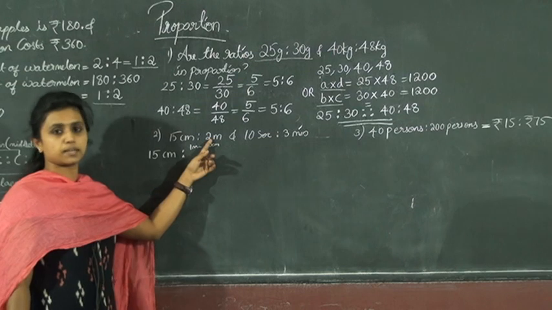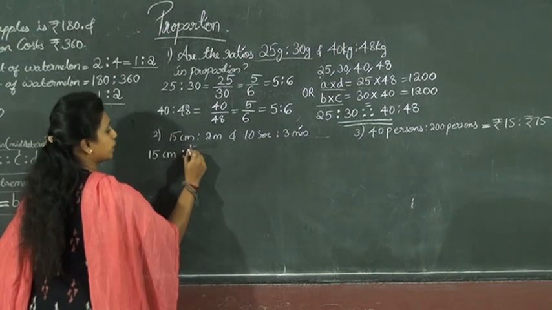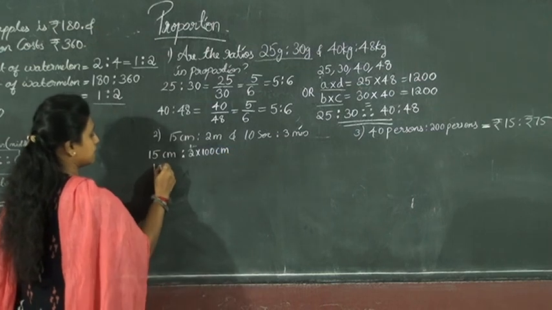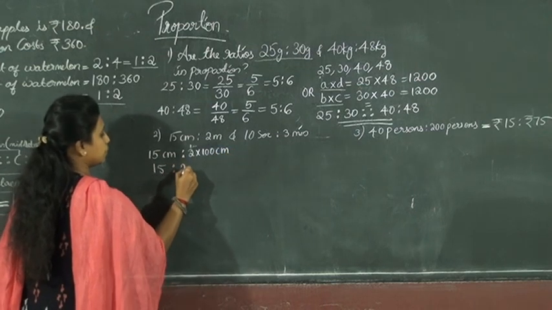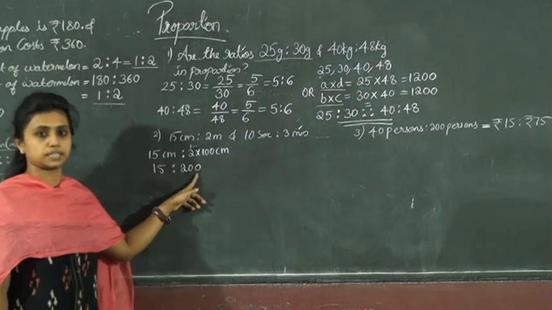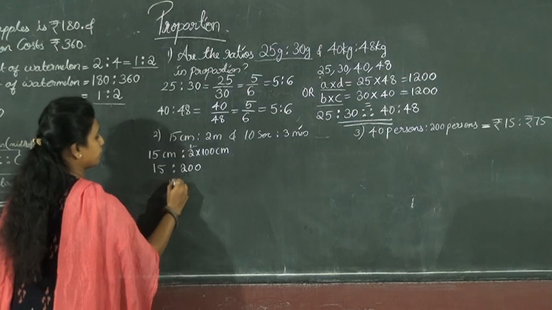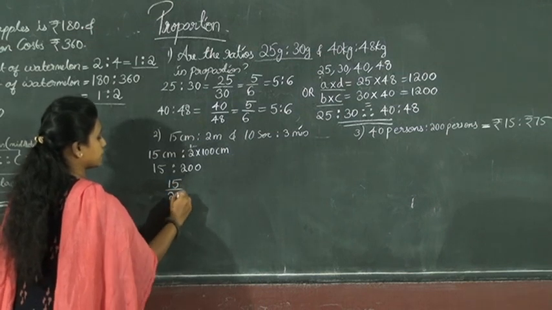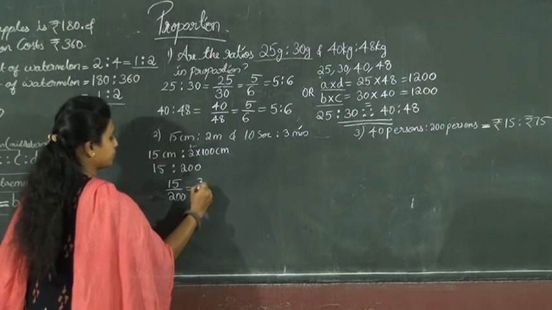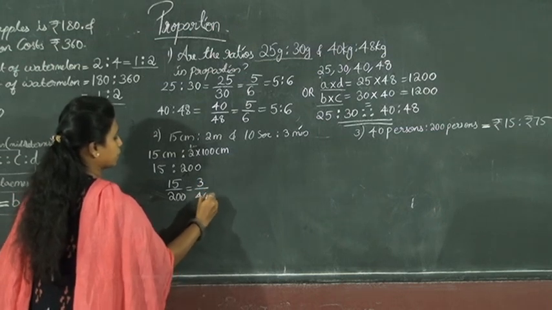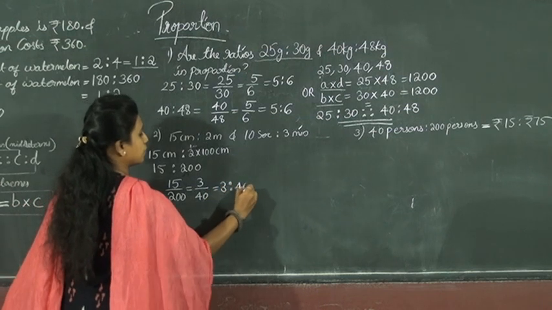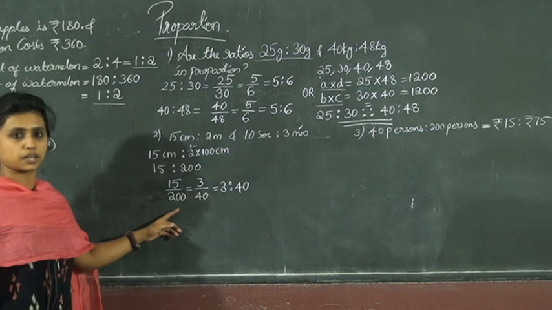So what is 2 meter? It is 2 into 100 centimeter. That is 15 is to 200. See? 15 is to 200. We have converted. So what's the ratio? What does 15/200 come to? 3, 5 3s are 15 and here it comes 40. 3/40, the ratio is 3:40. This is the ratio.